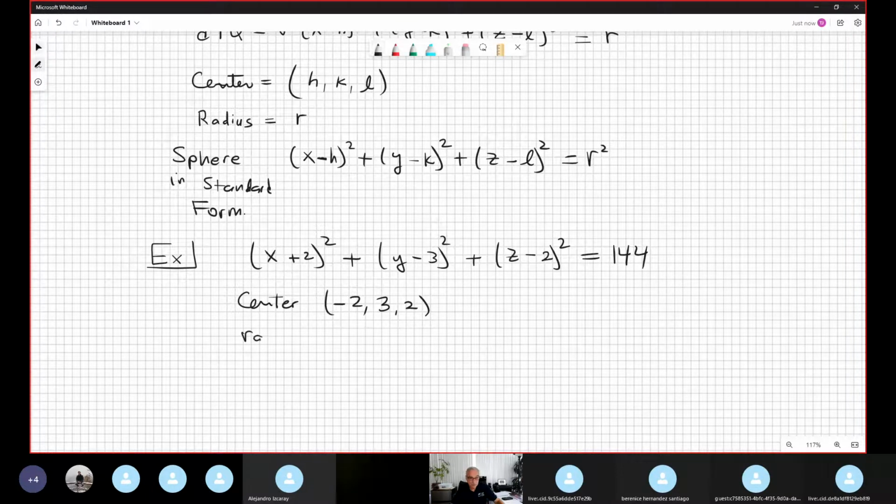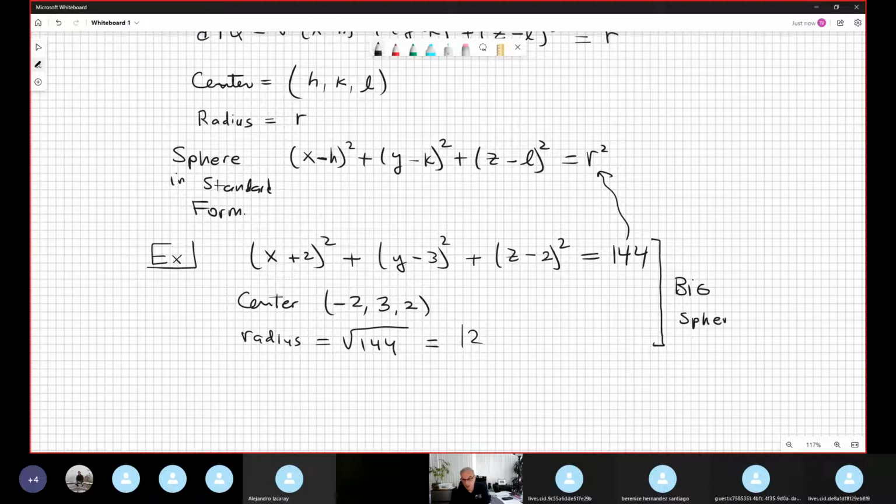And the radius is square root 144, because this is r squared, look. And it's 12. Okay, so I identify perfectly. Well, my sphere has the center at the point negative 2, 3, 2, right? And the radius 12. Nice. This is the big one. I want to call it the big sphere, because the radius 12 is big.